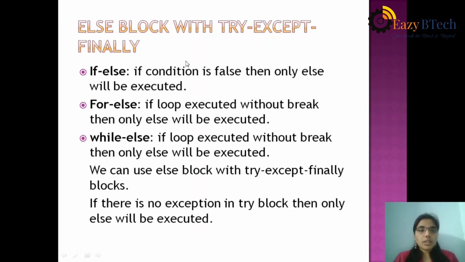What is the purpose of the else block with try except finally blocks? We can use an else block with try except finally blocks. If there is no exception in the try block, then only the else block will be executed. If there is an error in the try block, then the except block will be executed. If there is no error in the try block, then the else block is executed. There is no chance to execute except and else blocks at the same time.